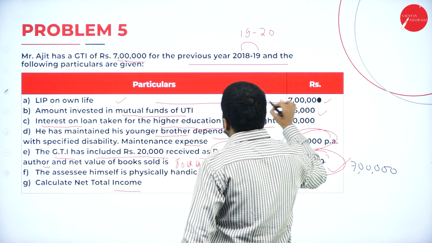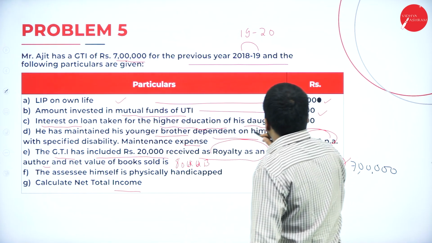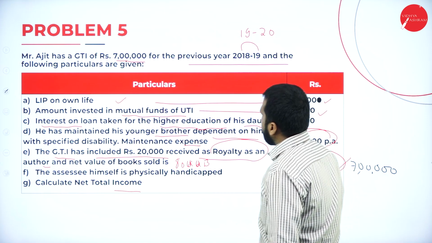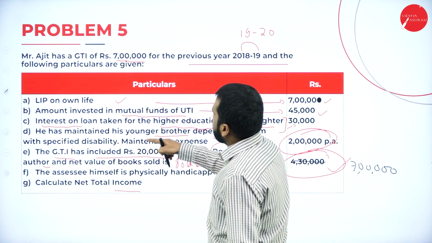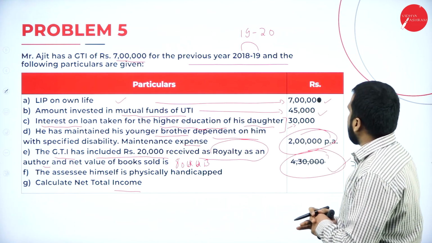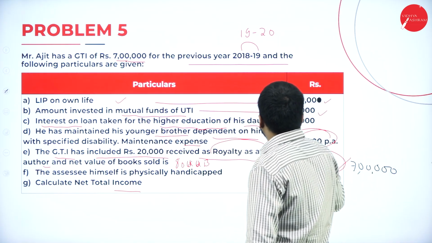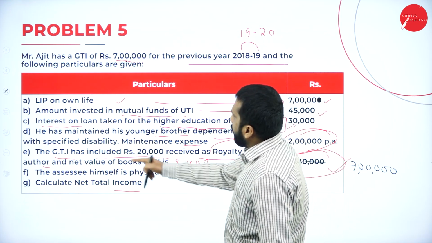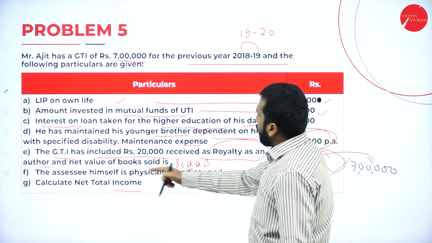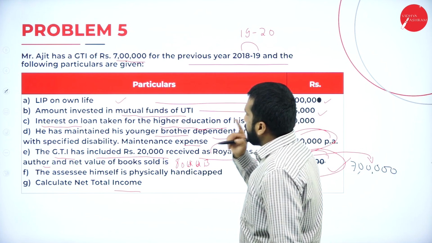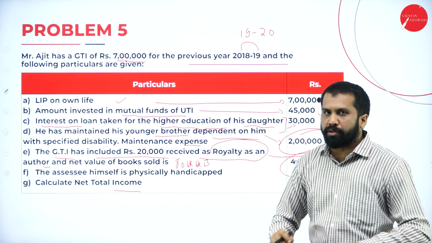So your LIP you got 7 lakh. Amount invested in mutual fund 45. Interest on loan taken for higher education 30,000. He has maintained younger brother dependent on him with specified disability, maintained expenses. That is over. Yes, education is over. He has maintained his younger brother for this 2 lakh. And gross total income, remember, 7 lakh. And the assessee himself is physically handicapped. Yes, these are the information we have. For this no amount, for this also no amount.